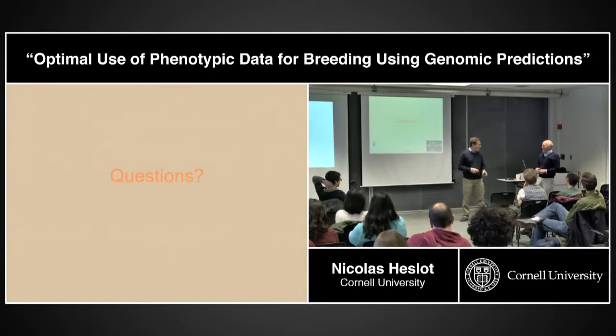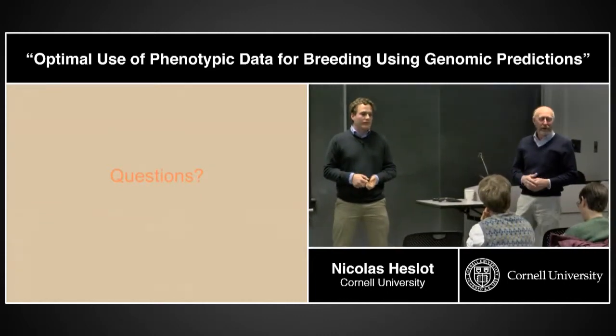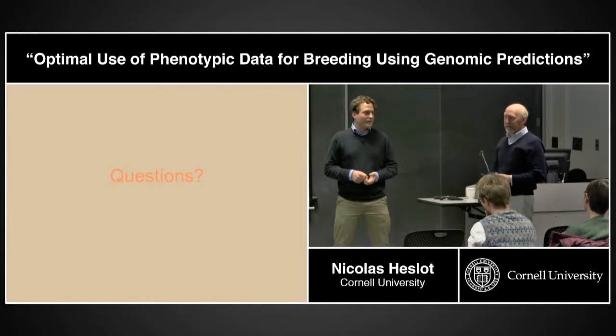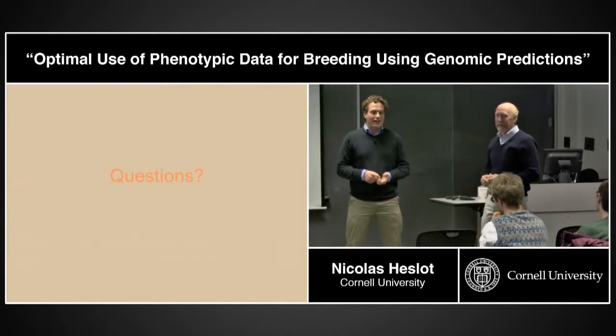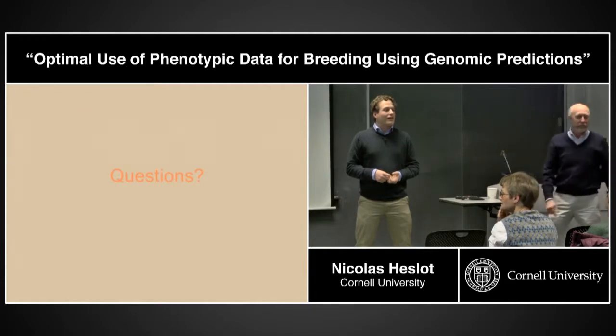And I think that his work on modeling genotype by environment interaction using these environmental covariates is truly a breakthrough. And I think we're going to hear a lot more about this approach in the future. So, any questions out there, Mike?